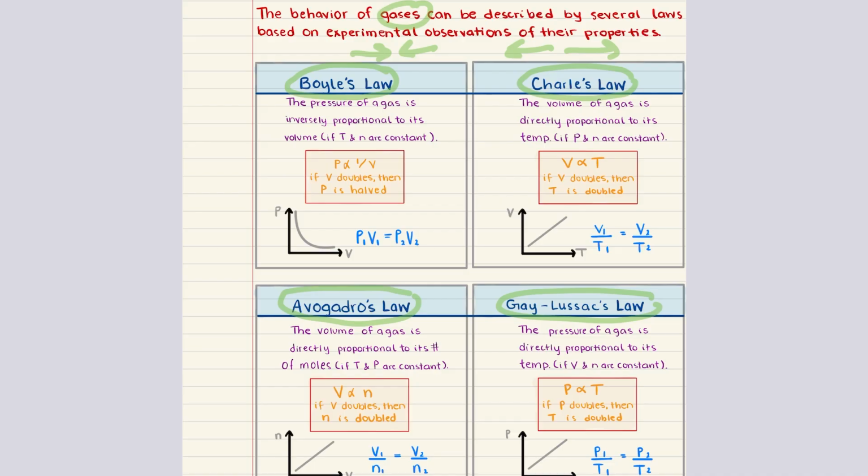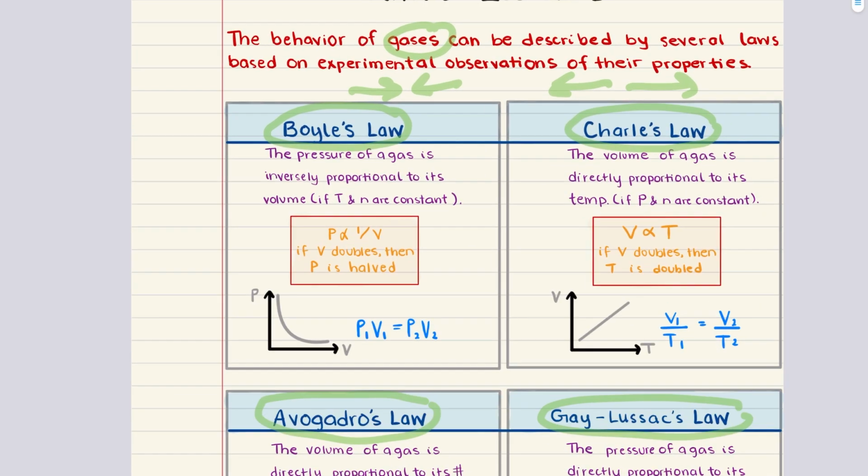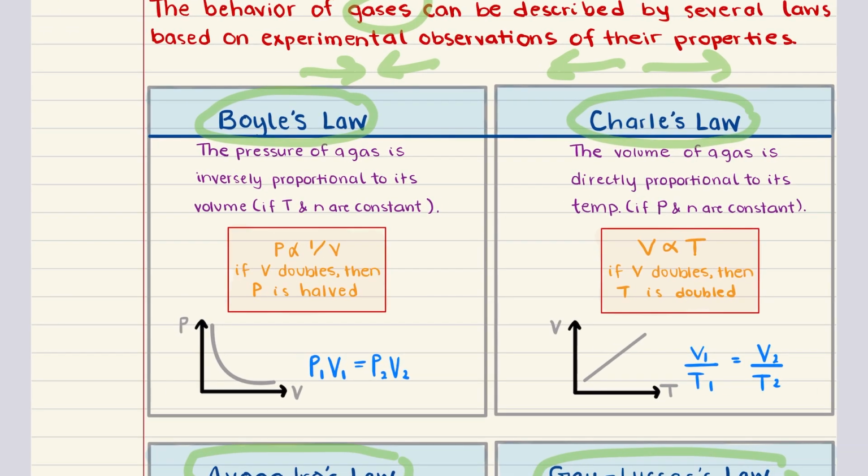Once we understand these individual laws, we can combine them into a single equation called the ideal gas law. And this ideal gas law is going to allow us to solve for any missing variable when we're dealing with gases. So let's start by breaking down each of these laws one by one, starting with Boyle's law.